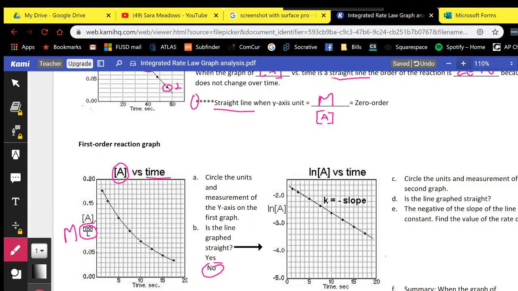Now we're going to look at the next one. Circle the units of measurement of the y-axis on the second graph. We have the natural log of A, which means we have no units. Remember, when we take the natural log, it takes away that molarity. So no unit.